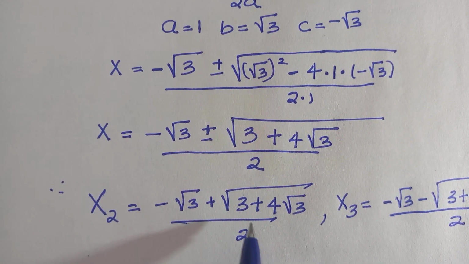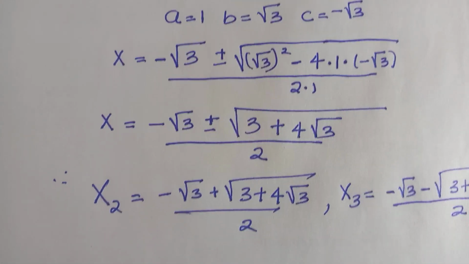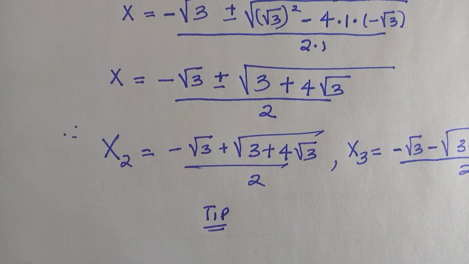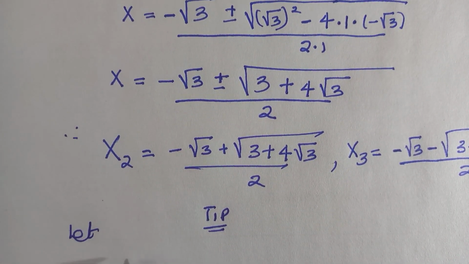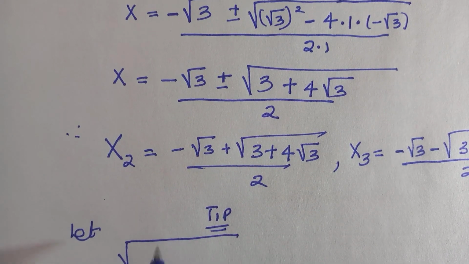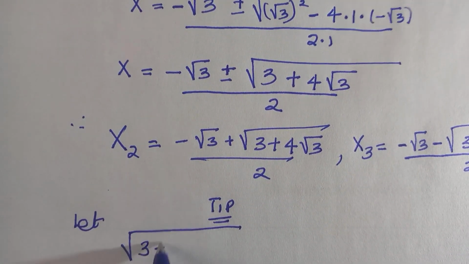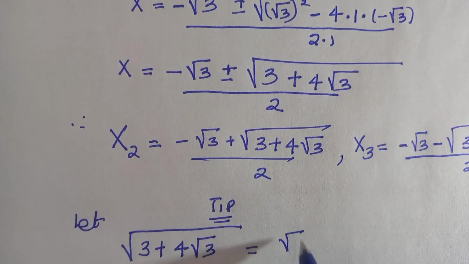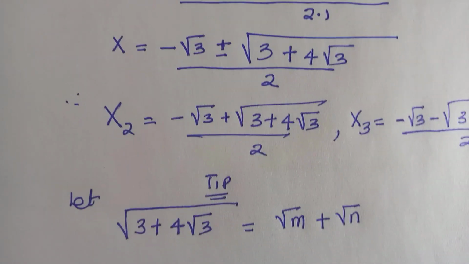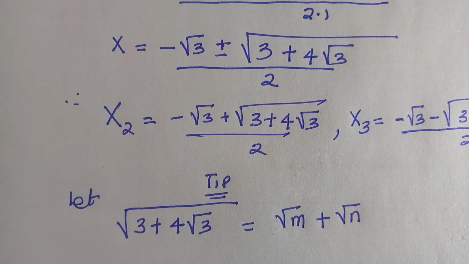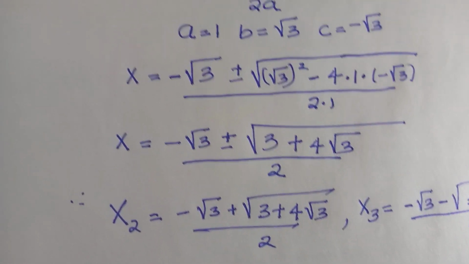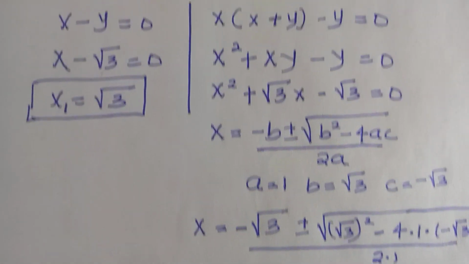But some might think, why can't we expand this? Yes, we can expand this, but I'll just give you the tips on how to go with it. So we are going to let the root of 3 plus 4 root 3 be any alphabet. Let's say I choose m plus root n. If we apply this, we are going to get the value of m and n, and we plug it in that equation above. But there is a chance of getting a complex root in this.